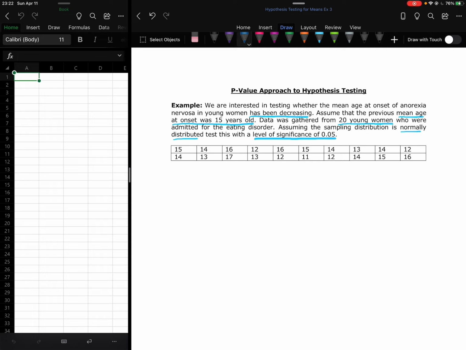So everything that I have underlined so far has been 15, 20, and 0.05. So 0.05 is my alpha, 20 is my n, and 15 is the assumed previous mean age, so that would be mu. I was not given an x-bar or a sample standard deviation, an S value.